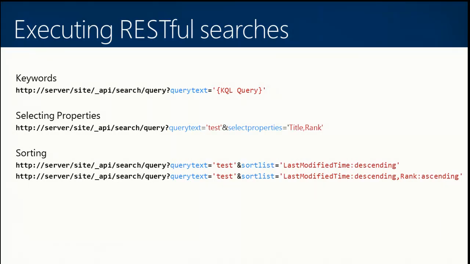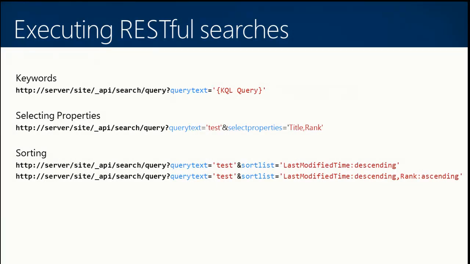So for example, the second one where you use selectproperties: querytext equals test, selectproperties is title and rank. What that's going to do is run a query using the keyword query language, simple test, just say test, but it's only going to return title and rank as the rows. Right? So you specify the managed properties that you want returned in your results.